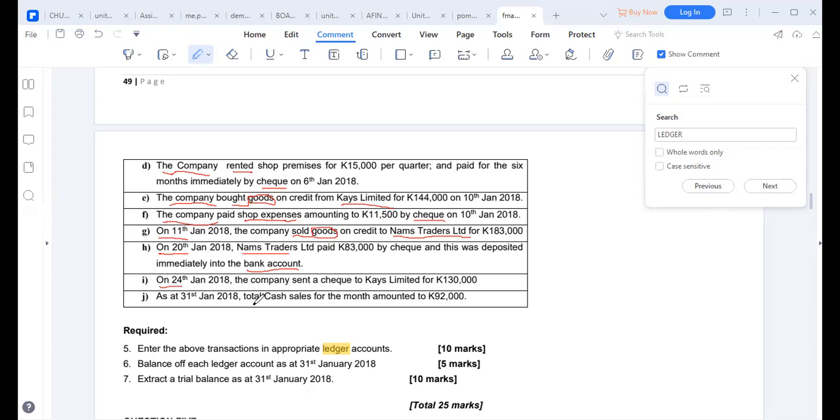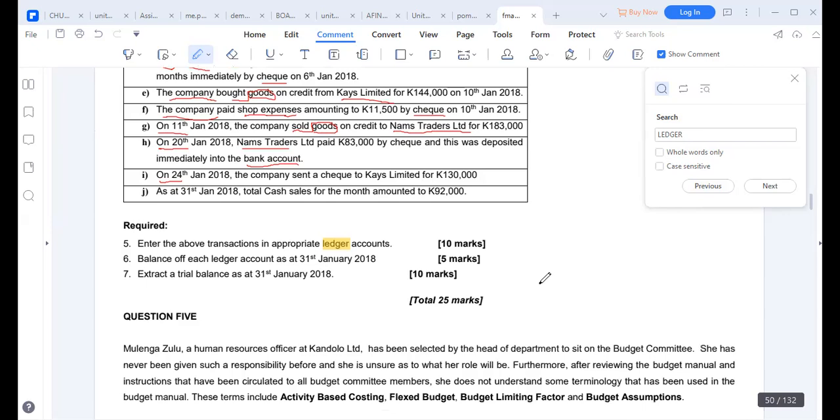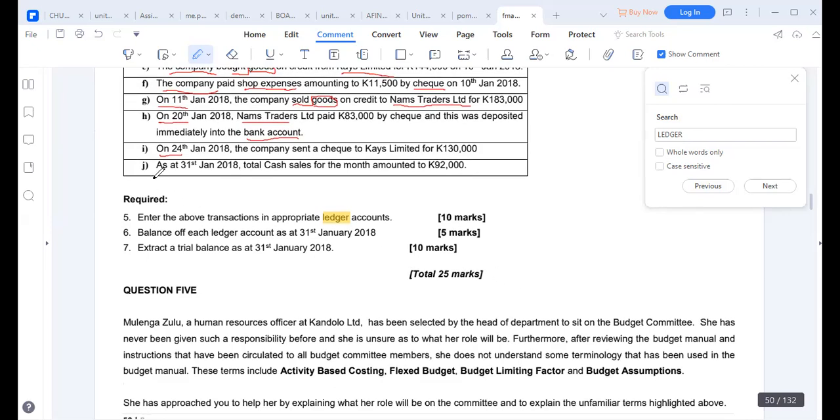On 24th January 2018, the company sent a check to Case Limited of 130. What are the two accounts there on number I? Bank account and Case Limited account. Okay, bank account and Case Limited account, correct. So which one will be receiver, which one will be giver? The bank account is giving, Case Limited is receiving. Very correct. Okay, the last one there.